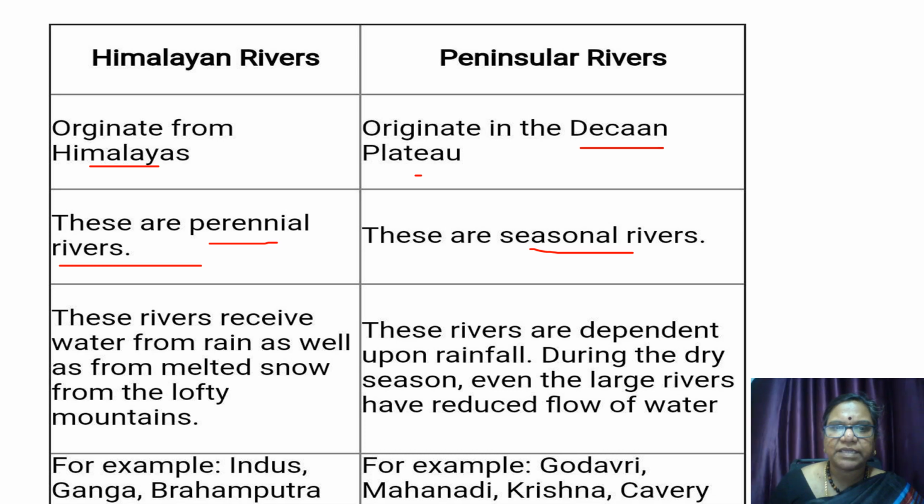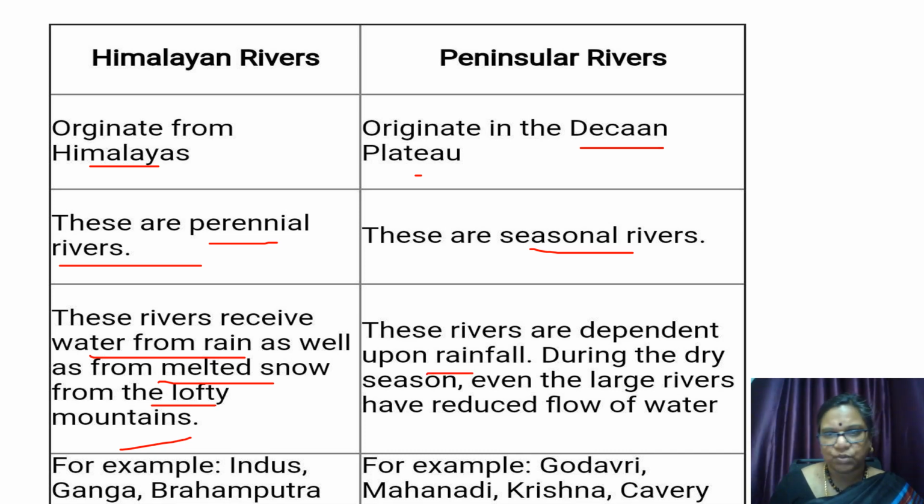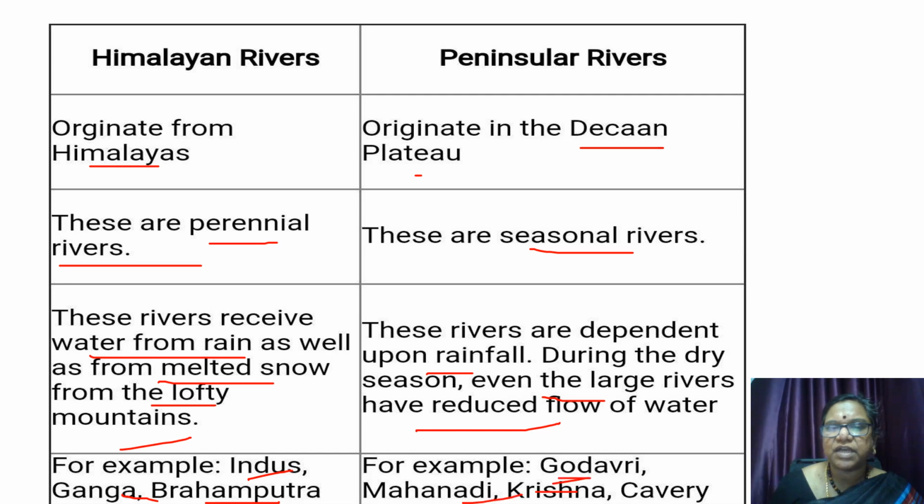The Himalayan rivers receive water from rain as well as from the melted snow from the lofty mountains. That is why they are perennial. The peninsular rivers are always dependent on rainfall. There is no snow here, there is no glacier here, we are talking about the peninsular part. During the dry season, even the large rivers have reduced flow of water. Examples of Himalayan rivers, as I showed in the previous slide, are Indus, Ganga and Brahmaputra, and some examples of peninsular rivers are the Godavari, Mahanadi, Krishna and Kaveri.